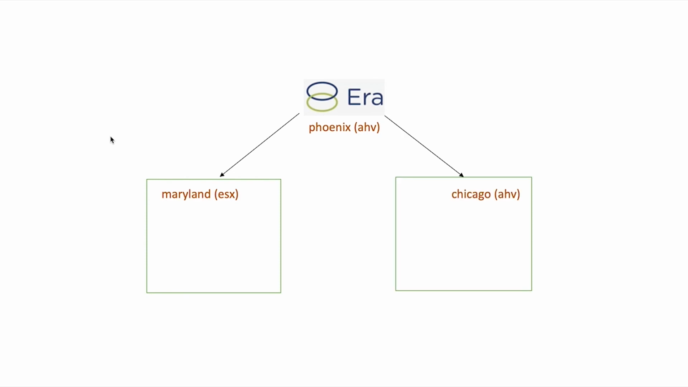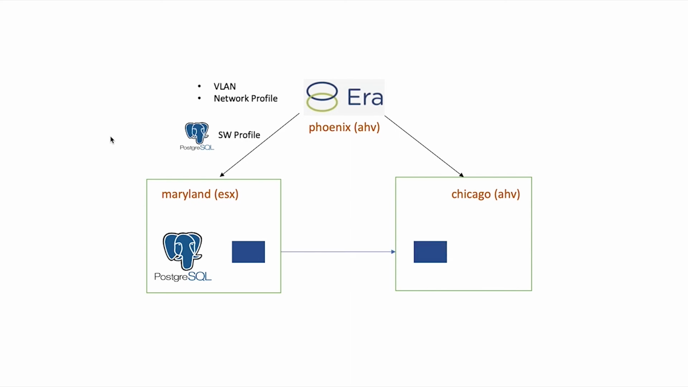To recap, we had an Era instance running in Phoenix. We then added two more clusters to Era, one an ESX cluster in Maryland and the other an AHV cluster in Chicago. We then added the necessary VLANs and profiles and created a Postgres database in Maryland. We then created some snapshots, added a data access management policy that replicates the snapshots to Chicago, and created a clone at the Chicago. This concludes our demo.